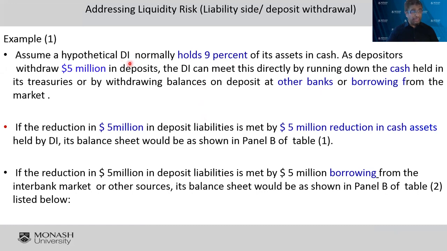Now, assume a hypothetical DI, deposit institution, normally holds 9% of its assets in cash. So this is 9%. As depositors withdraw 5 million in deposits, the deposit institution can meet this directly by running down the cash held in its treasuries, or by withdrawing balances on deposit at other banks, or borrowing. Now, this is 5 million. The reduction of 5 million in deposit liabilities is mainly a 5 million reduction in cash assets. When I say cash assets, I mainly mean securities held by financial depository institutions. Now, its balance sheet would be shown in the following panel B, which I will show now.